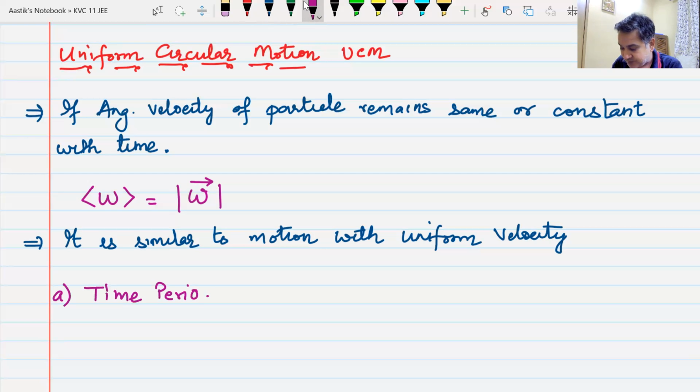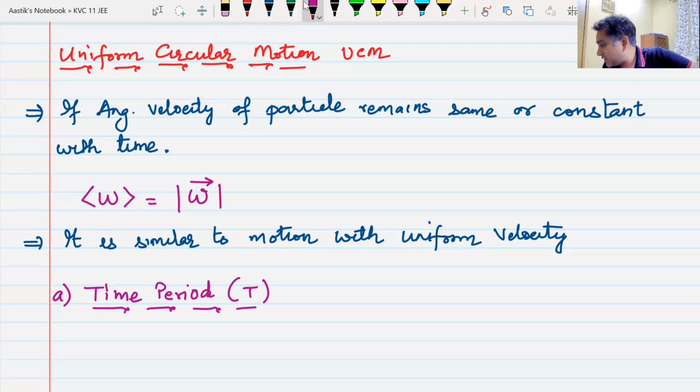Remember, this time period is only defined for a UCM, because if the motion is not UCM, the time period does not exist. It is denoted by the capital letter T. Tell me, my dear friends, you must have heard about this term time period. Tell me what is time period.